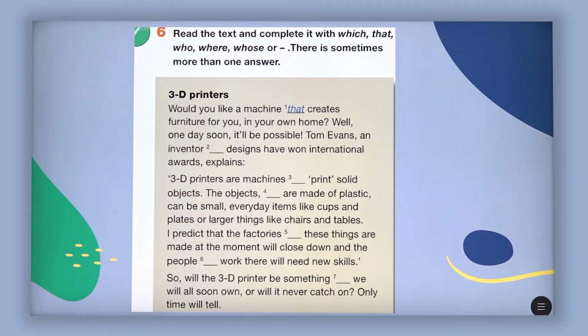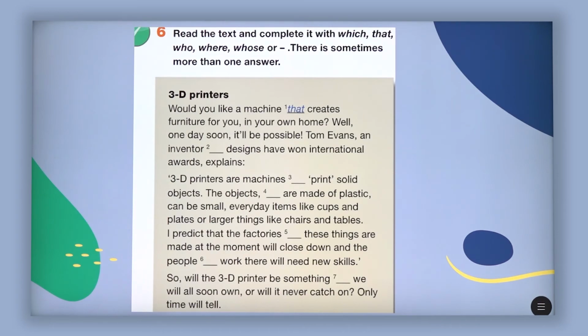Tom Evans, an inventor whose designs won international awards, explains. 3D printers are machines which print solid objects. The objects, which are made of plastic, can be small: everyday items like cups and plates, or larger things like chairs and tables.